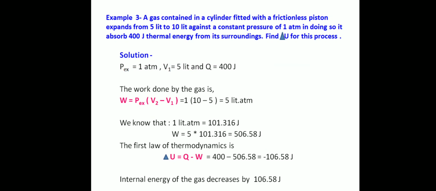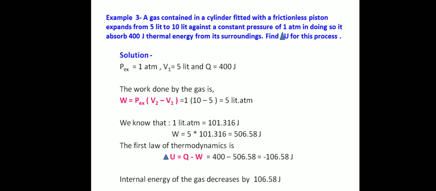Let us discuss the third example. A gas contained in a cylinder fitted with a frictionless piston expands from 5 liter to 10 liter against the constant pressure of 1 atmosphere. In doing so, it absorbs 400 joules thermal energy from its surrounding. Find delta U for this process. So we have to calculate delta U.